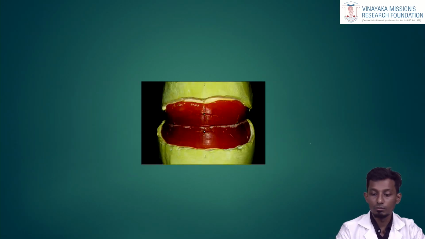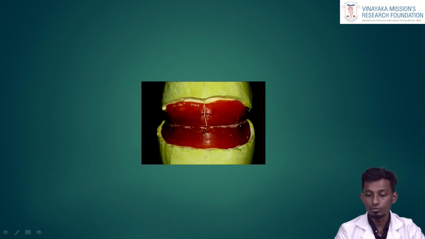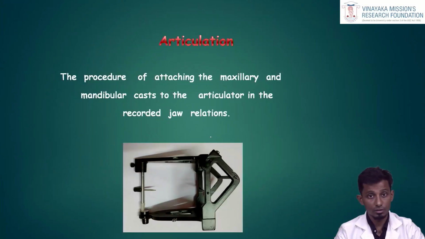Once this is done, we mark the midline for the patient on the occlusal rim, and then we fuse it, and then we remove it from the patient's mouth. And then as you can see, it is fitted on the cast. Now this is mounted and it is then articulated.